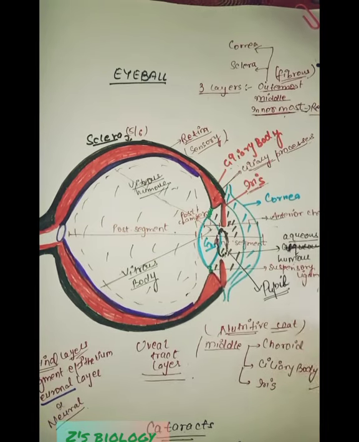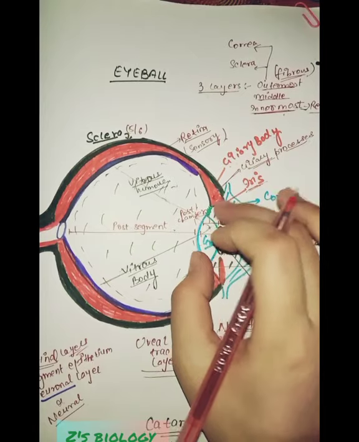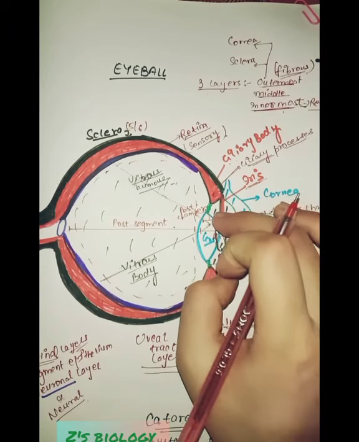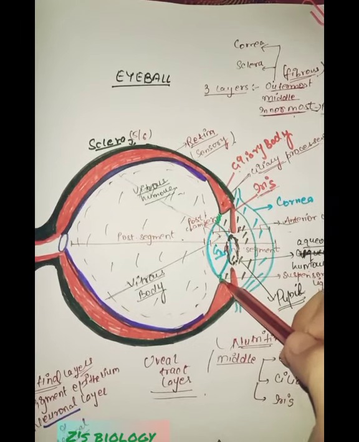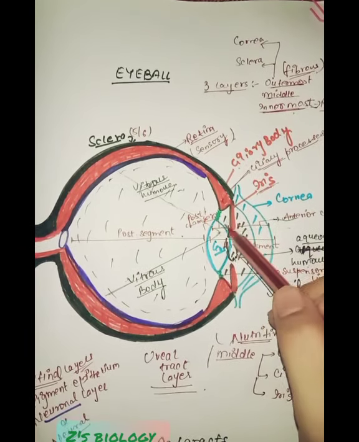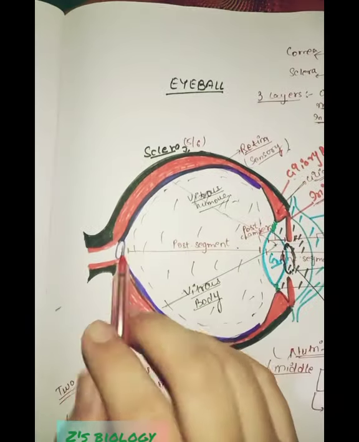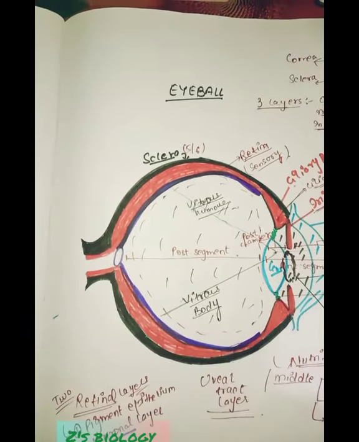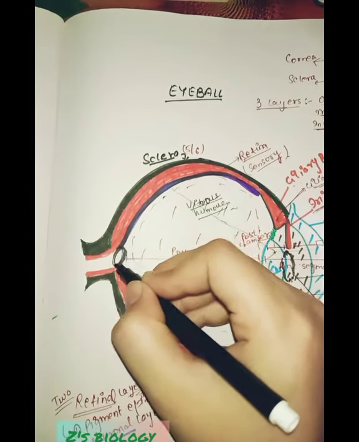Suspensory ligaments attach the lens to the ciliary body and hold the lens in place. So these were the suspensory ligaments, which hold the lens in place and attach the lens to the ciliary body. Now let's come to the optic disc. Yes, the optic disc. This part is the optic disc.